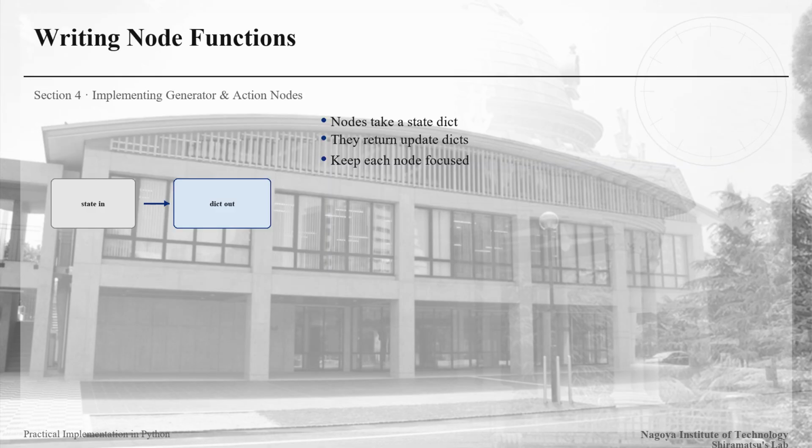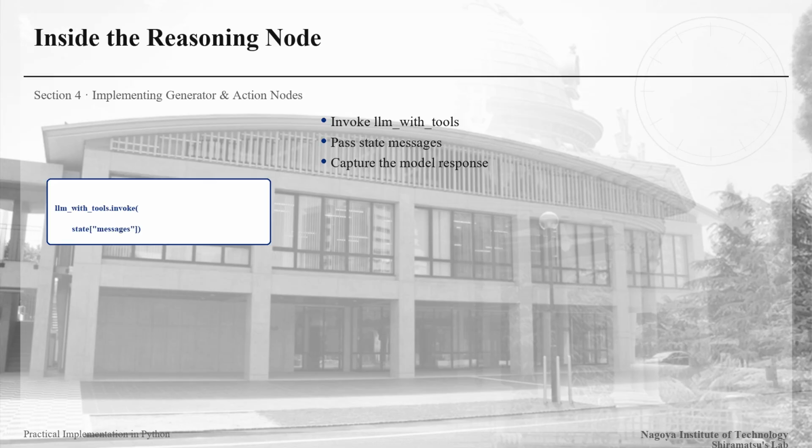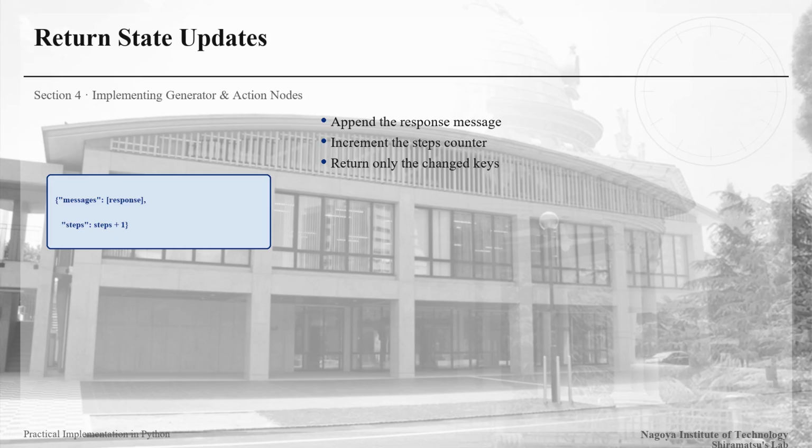Section 4 shows how to write node functions that process state and return updates. A node is a function, like reasoning_node, that takes AgentState and returns a dictionary of updates. Inside the reasoning node, invoke the LLM with tools on the current messages and capture the response. Return a delta such as messages with the response and steps incremented by 1.